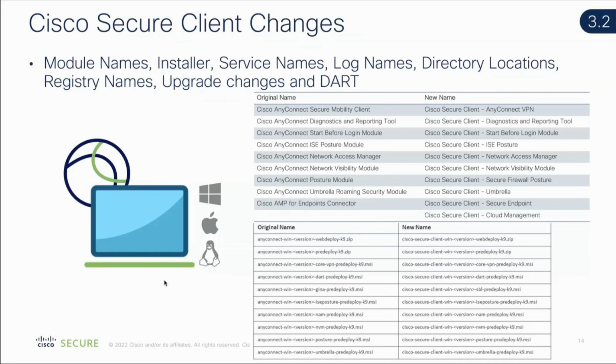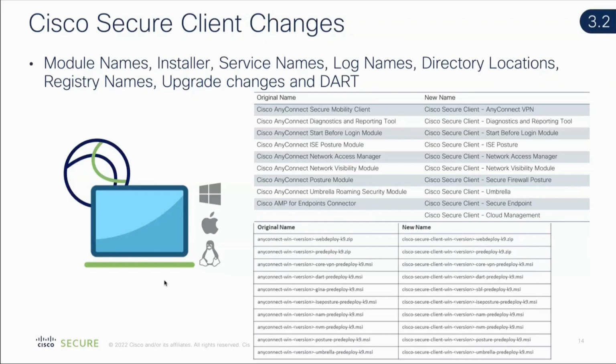Cisco AnyConnect DART is going to be called Cisco Secure Client DART. So we kept most of the names as is, but for some modules, for example, the Cisco AnyConnect posture module for the firewalls is now going to be called Cisco Secure Client Secure Firewall Posture.